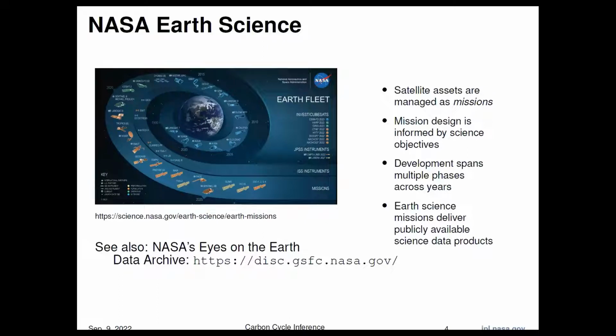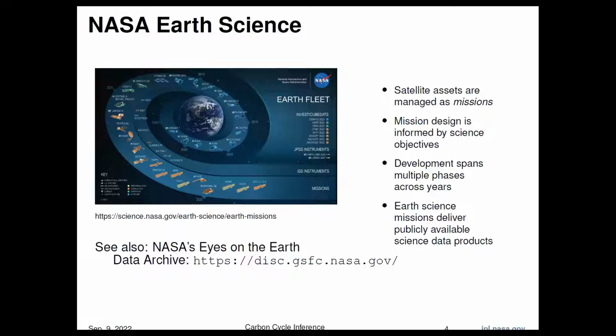The link there on the bottom is one of the data archive sites for these data products that are produced from these missions, and data from missions like OCO2 and OCO3 can be accessed there.